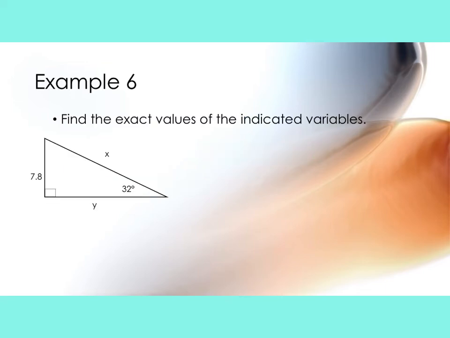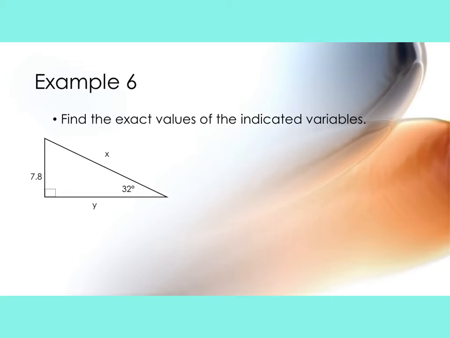So we left off yesterday here, which says find the exact values of the indicated variable. If I have a triangle that does not have a special right angle, which means it's not a 30, 60, 90 triangle and it's not a 45, 45, 90 triangle, then the only way to solve it is using SOHCAHTOA.